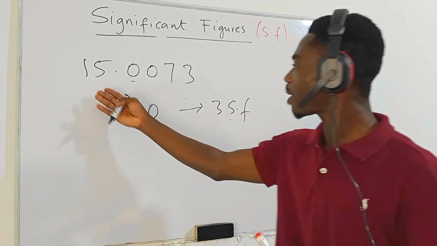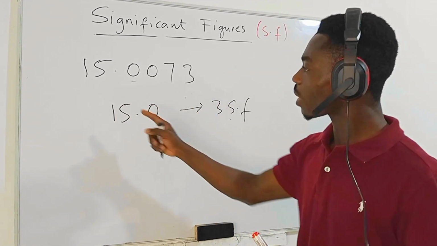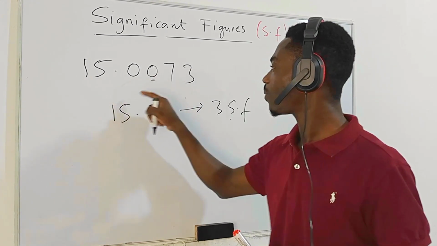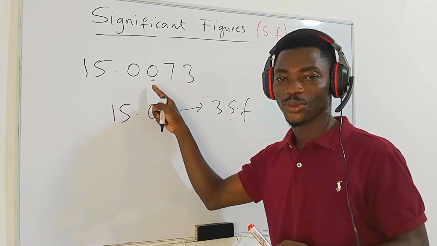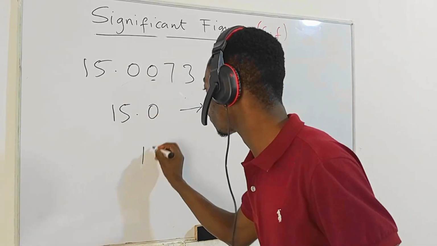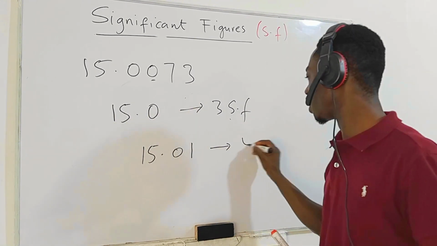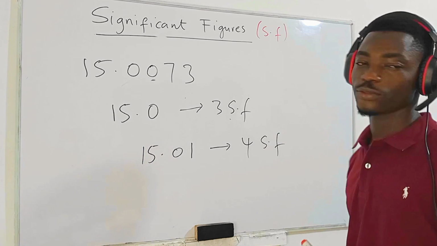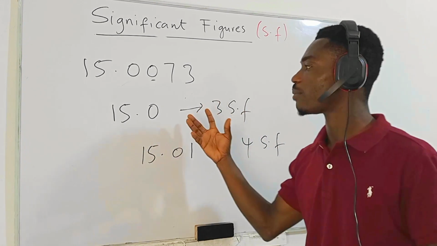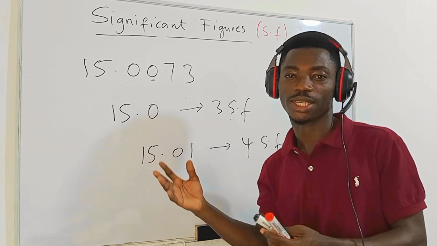Therefore, this number in three significant figures is going to be 15.0, as simple as that. With the same number, let's say we want to leave this in probably four significant figures, then we are going to have 1, 2, 3, 4 on this number. Now, the number that is next to this 0 is 7, which is more than 5. So we add 1 to this one, then we will have 15.01. And this is in four significant figures. Pretty much simple, right? So I believe now if you're given any decimal number and you're asked to round it or leave it in a certain significant figure, basically you can do it.